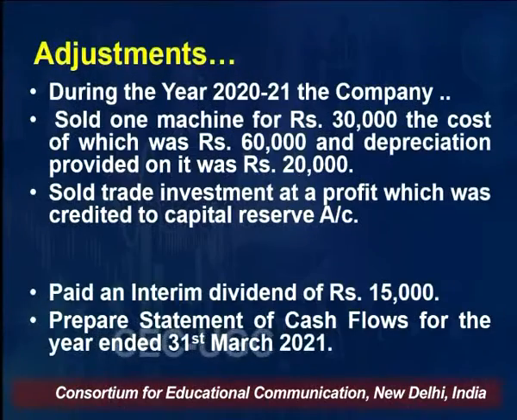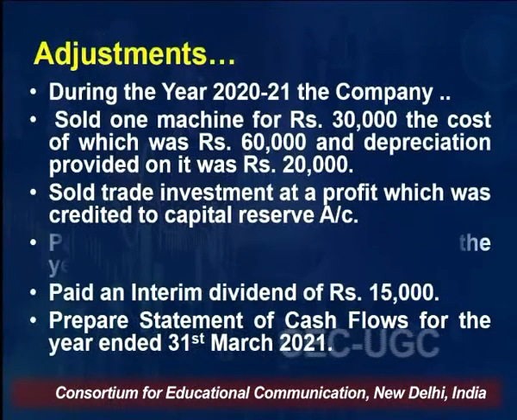Another point here is sold trade investment at a profit which was credited to capital reserve account. This adjustment will help us when we shall be opening the trade investment account. Whatever profit on investment we have booked is supposed to be transferred to capital reserve account, which means it might not have gone to profit and loss account. Otherwise, normally what happens? It goes to profit and loss account. And since it is an investment, the profit could have gone to which activity? It could have gone to investing activity. But here it is saying that this profit has been transferred to capital reserve account.